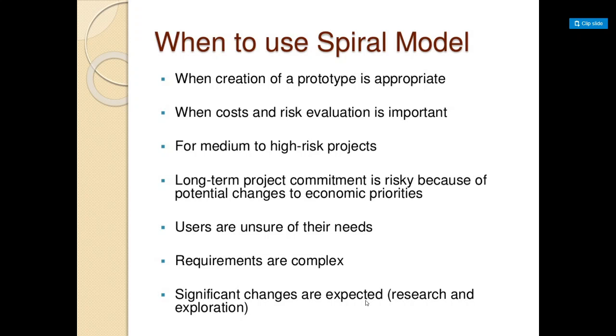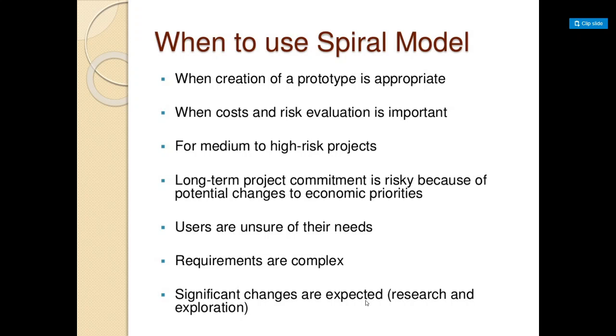Then medium to high risk projects: if there is a risk factor, there is a point in using the spiral model. So if the risk is medium to high, you can use this model. And where long-term project commitment is risky, because as I told you, in the long run the technology gets obsolete. That is where risk analysis is done, that is, potential changes or economic priorities are to be watched or kept in check. Only in those cases do we use this model.